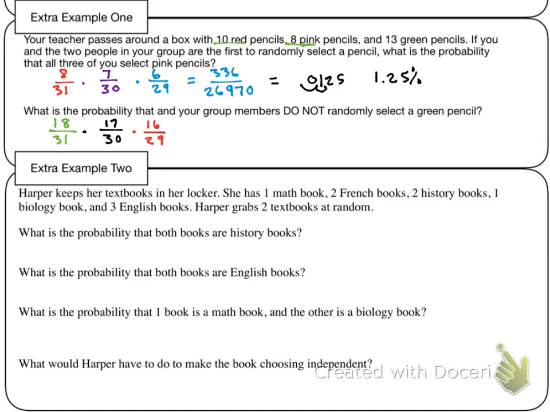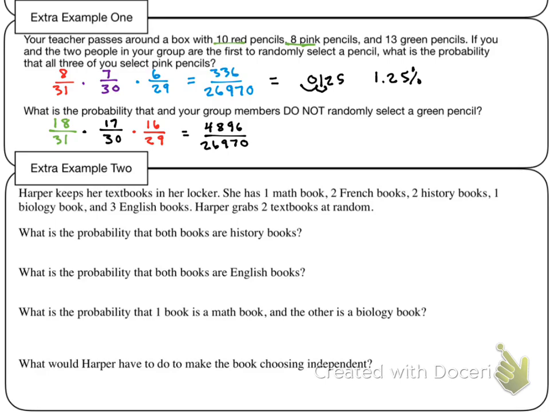Okay, now we multiply these out. 18 times 17 times 16 gives us 4,896 over 26,970. 26,970. Oh man. Okay, so now put it in our calculator.